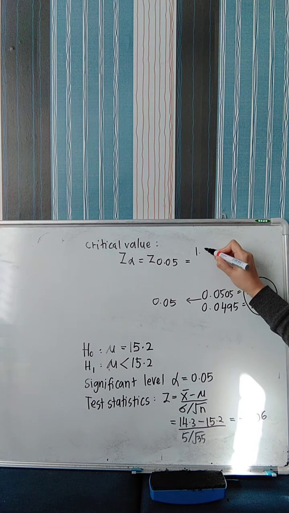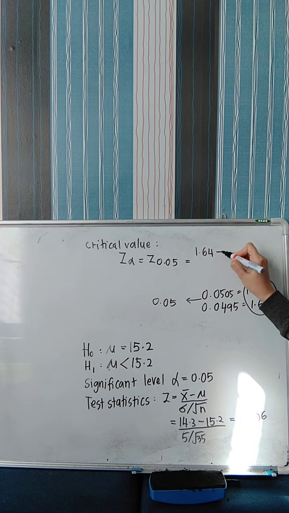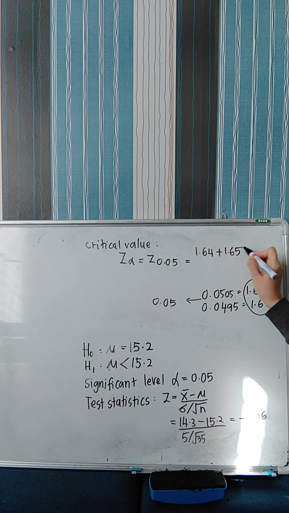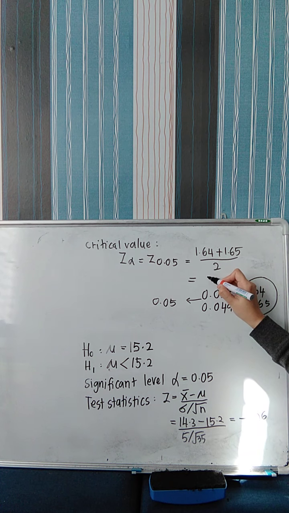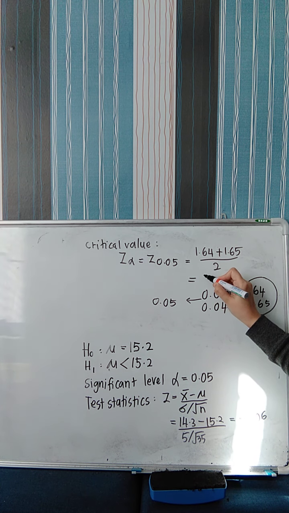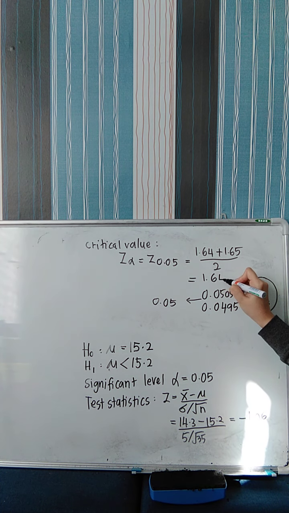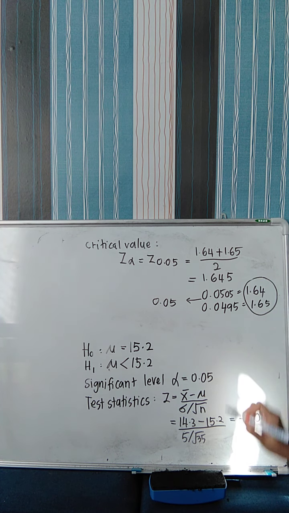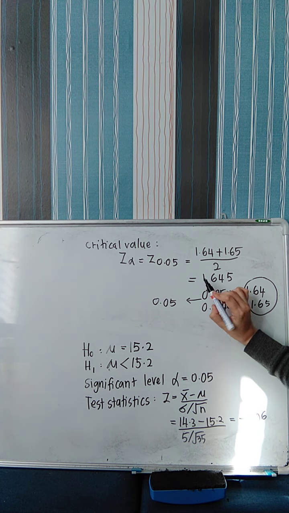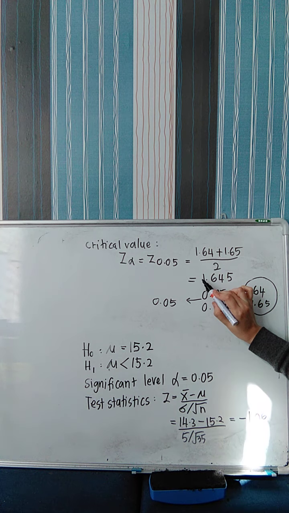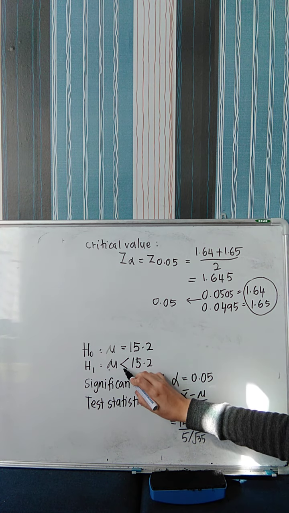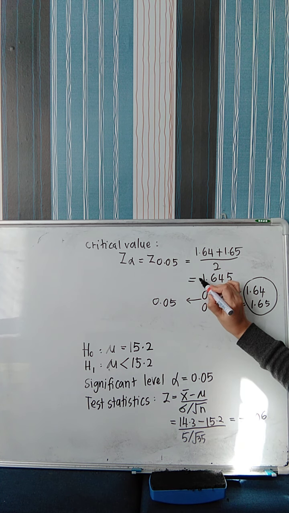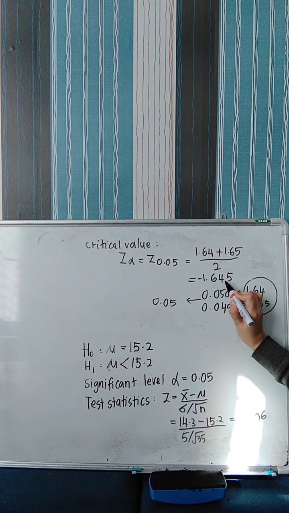And then how to do it? 1.64 plus 1.65, you divide by 2. So the value for z 0.05 is 1.645. Then don't forget to give the symbol for your critical value, because the H1 is less than, so your critical value here is negative 1.645.